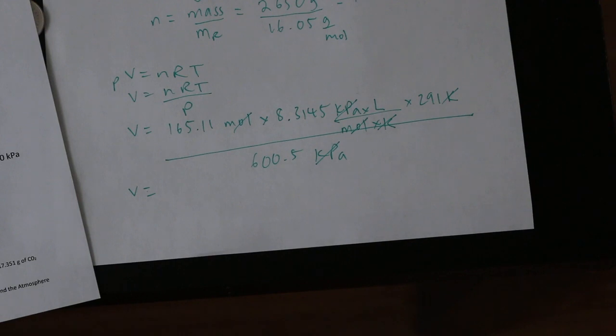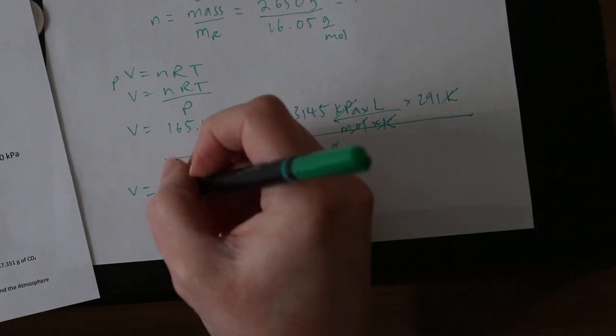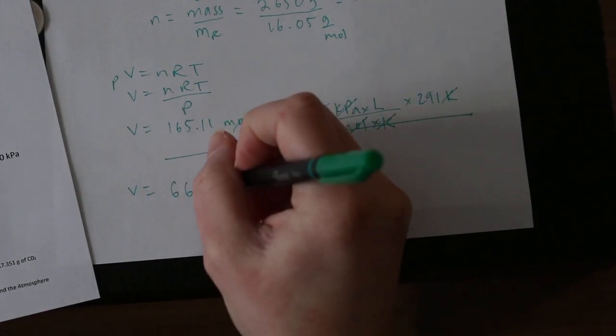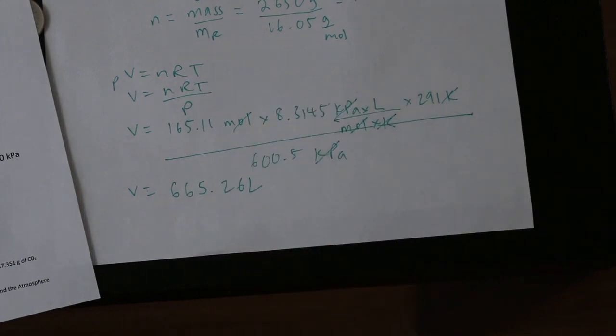So our volume is going to be 165.11 multiplied by 8.3145 multiplied by 291 divided by 600.5. That's going to give us a volume of 665.26 liters.